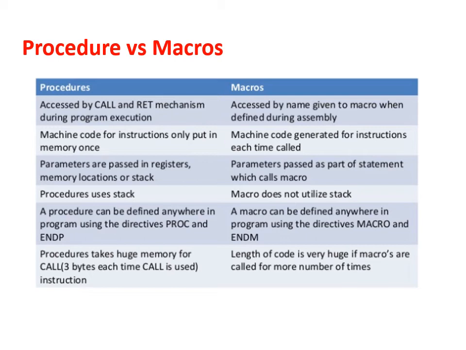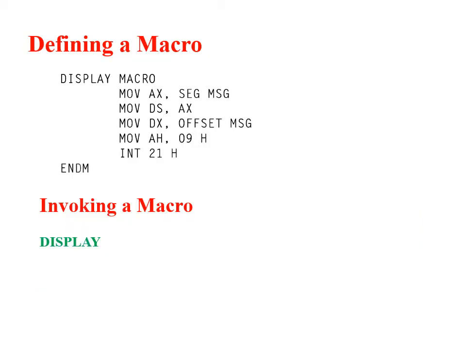Let's see examples. How do you define a macro? In this example, you are defining a macro named display. How does the system come to know that it's a macro? After display, it's immediately followed by the keyword macro.